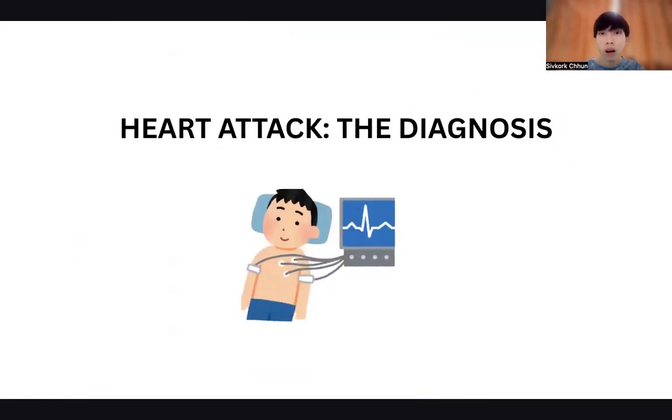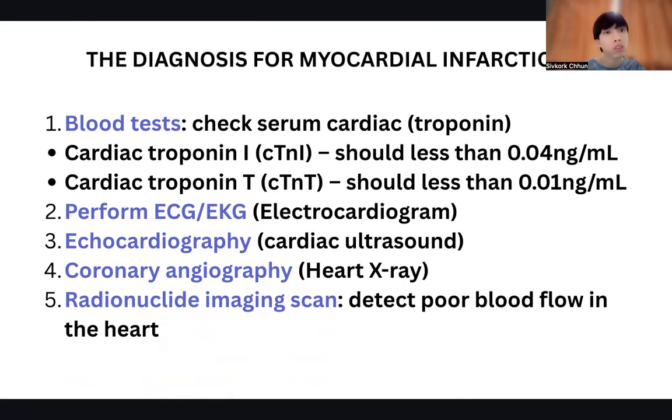So the diagnosis of myocardial infarction includes a blood test to check serum cardiac troponin protein. Cardiac troponin I should be less than 0.04 nanogram per milliliter, and cardiac troponin T should be less than 0.01 nanogram per milliliter. So these are the two types of troponin protein to be checked in the blood test to observe heart attack.